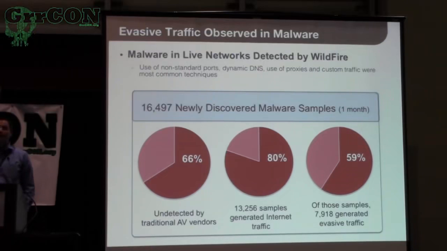To some, it's a total shocker. To others, it's not really surprising at all. And this is where we find ourselves today in the state of static signature-based malware detection.